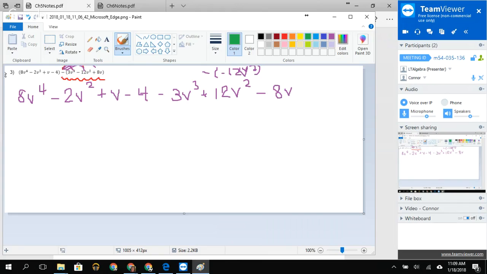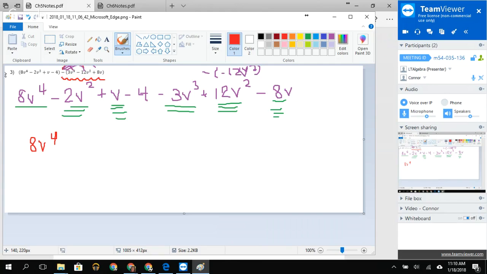So we have one term that is a v to the 4th power. We have one term that is a v to the 3rd power. The v squared and v squared match up. We have a v here and a v here that match up, 4 all by itself. So then when I combine, 8v to the fourth has no other like terms, so that just stays the same. 8v to the fourth.